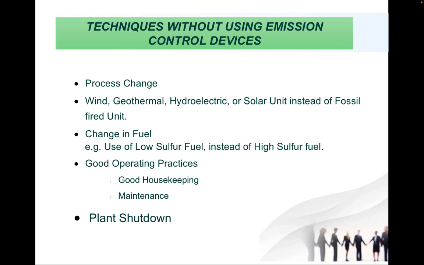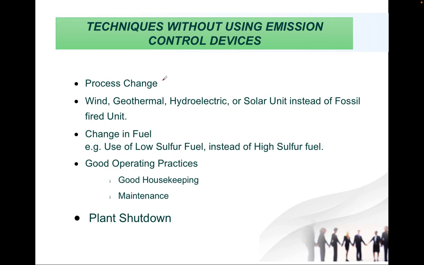And to control those pollutants, we require different types of techniques or methods. We are going to use different systems which will remove the pollutants from the flue gases, and after that we will release those flue gases into the atmosphere. First, we are going to see the techniques without using emission control devices. These are methods through which we can control the pollutant level without using any type of control device or machine.